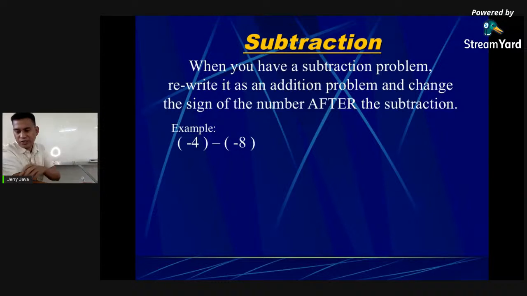Okay, for subtraction, it doesn't matter whether it's like signs or unlike signs. Earlier in addition, what you did was actually subtract, especially with unlike signs. Here in subtraction, what we do is we add. We just change the sign of the second number.